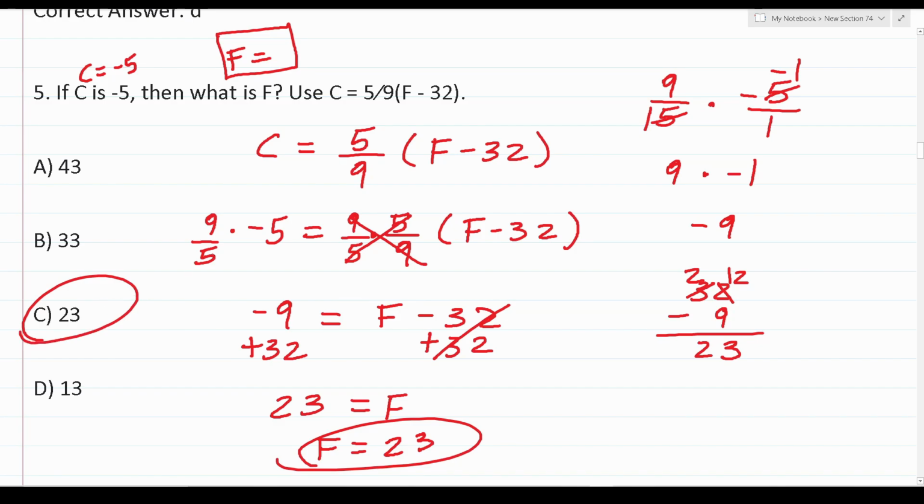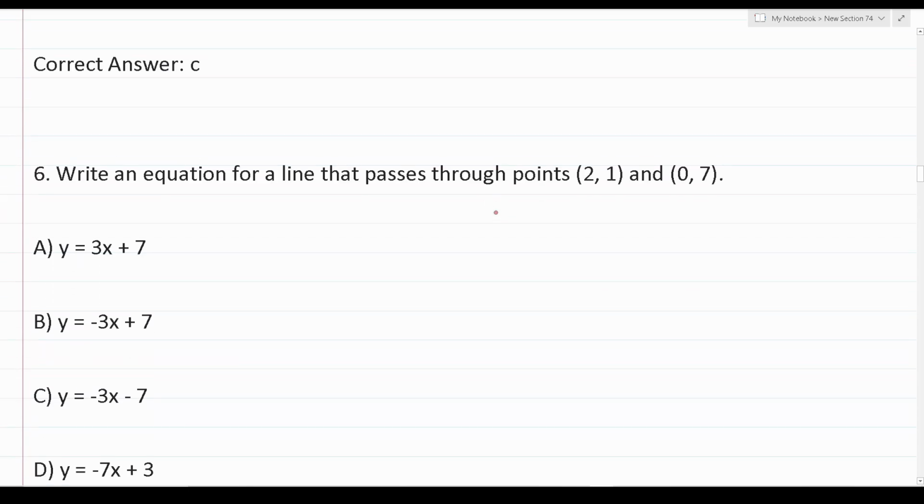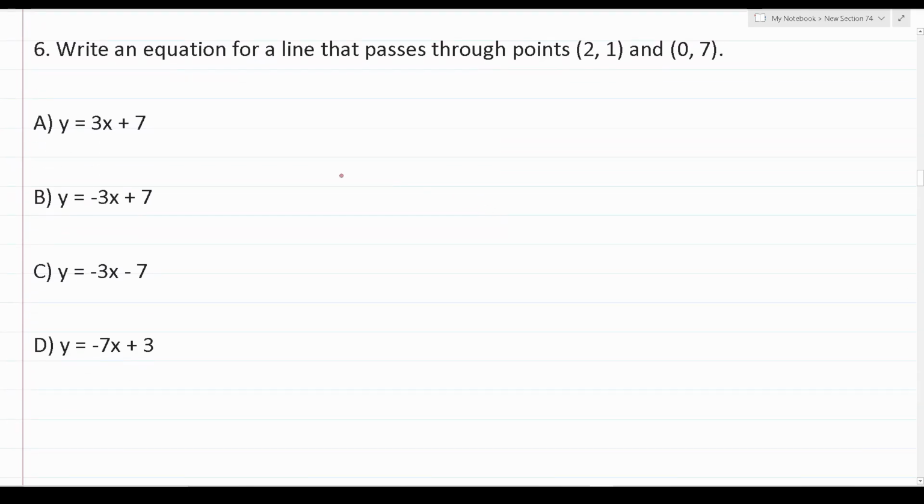All right, so that's that one. Again, I do have a video where I work out nothing but these problems. So if you want more practice with this one, just check out that video called Converting Celsius to Fahrenheit. It's pretty helpful in that regard. All right, let's go ahead and move on to number 6 here.